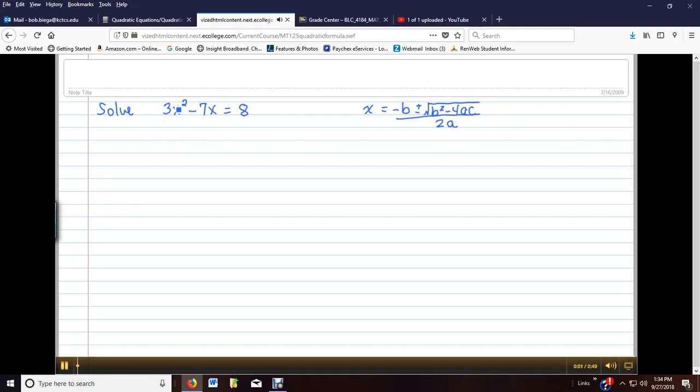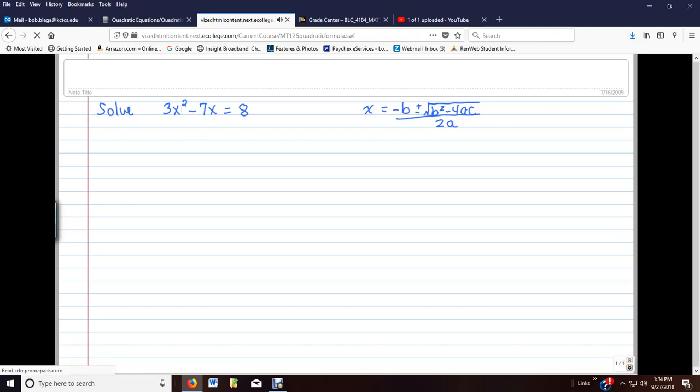Okay, let's solve 3x squared minus 7x equals 8 using the quadratic formula there on the right. Now the first thing we need is to have everything on one side in descending order. And since the 8 is on the right, we need to move it across the equal sign. Using our shortcut, it becomes a minus 8 when we move it across.